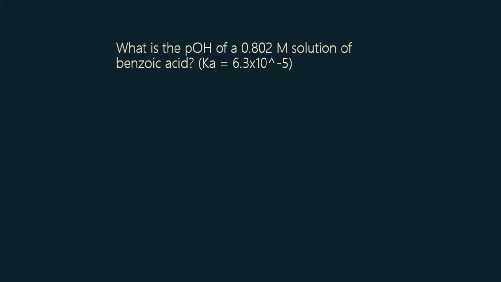So let's do an example. What is the pOH of a 0.802 molar solution of benzoic acid? And we're given the Ka. Since we're given a Ka value, we know we're dealing with a weak acid. The "-ic acid" suffix is a sign that we're starting with HA.